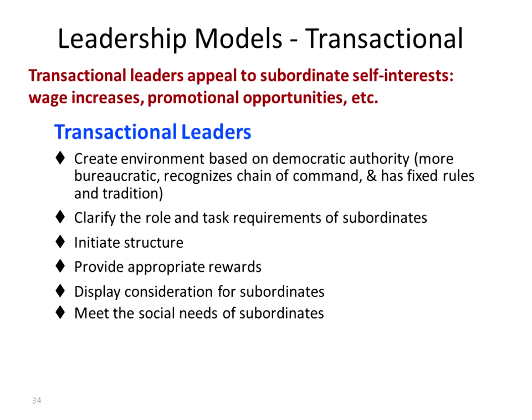Transactional leaders create an environment based on democratic authority. They tend to be more bureaucratic. They tend to not want people to go out of chain of command. They tend to want the relationship between leaders and followers to have fixed rules and to respect the traditional way of managing subordinates. They clarify the role and task requirements of subordinates. They initiate structure. They provide appropriate rewards. They display consideration and respect for the subordinates, and they meet the social needs of subordinates.